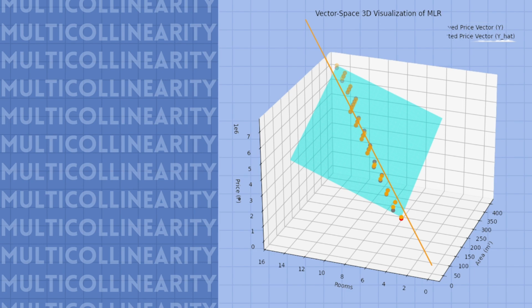This problem is known as multicollinearity. The vector view helps us to visualize this instability when predictors overlap. The regression plane becomes very sensitive to small changes in the data.